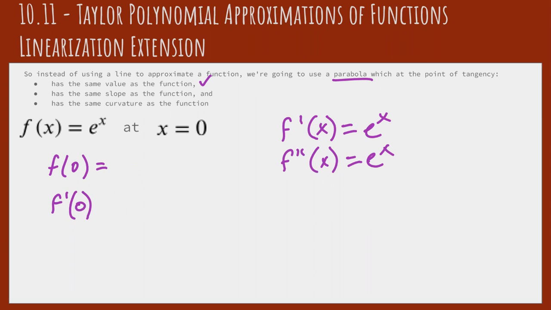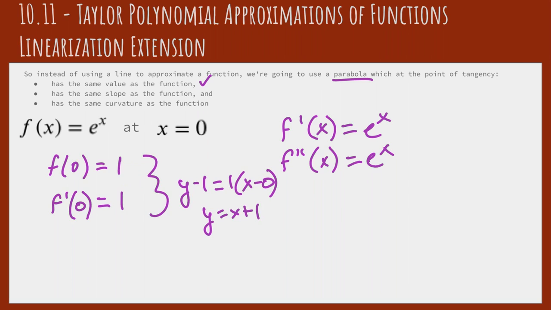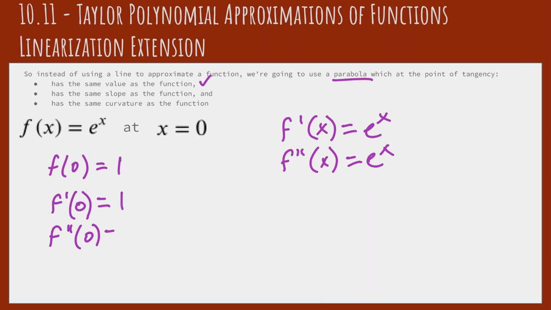So f of 0 is 1, f prime of 0 is 1, and again, using these two, we got y minus 1 equals 1 times x minus 0, or y equals x plus 1. That was the equation of the tangent line. But now we're going to take into account the second derivative. And the second derivative is also 1.